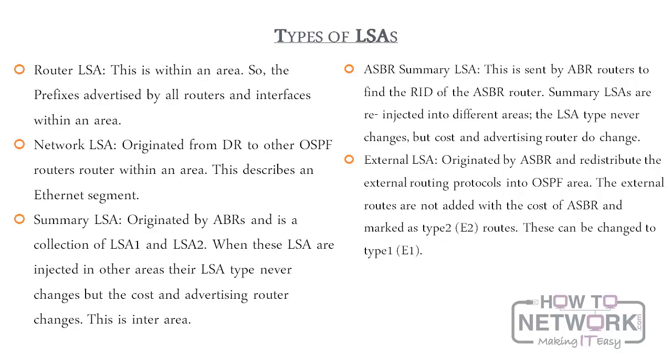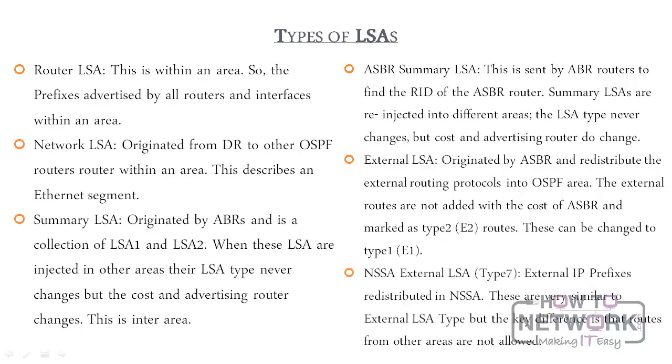Now we have external LSAs, or Type 5. Originated by an ASBR, these originate from an ASBR and are redistributed from external routing protocols like RIP, BGP, or static routes into OSPF areas. The external routes are not added with the cost of ASBR and marked as Type 2 routes, but these can be changed to Type 1.